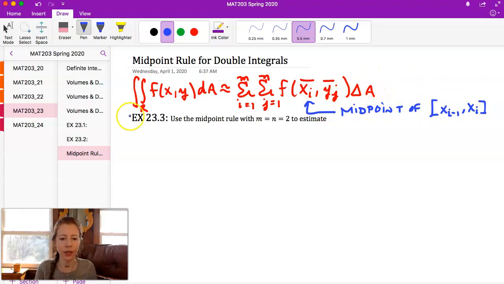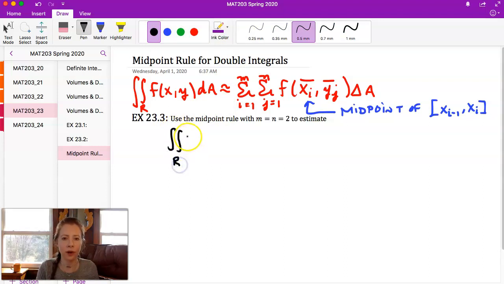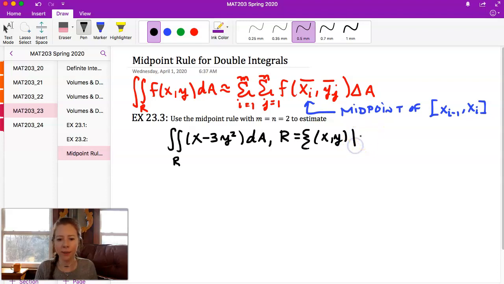And so we're going to use the midpoint rule with m equals n equals 2 to estimate the double integral over R of x minus 3y squared dA, where our region is going to be defined in the xy plane such that 0 is less than or equal to x is less than or equal to 2, and 1 is less than or equal to y is less than or equal to 2.